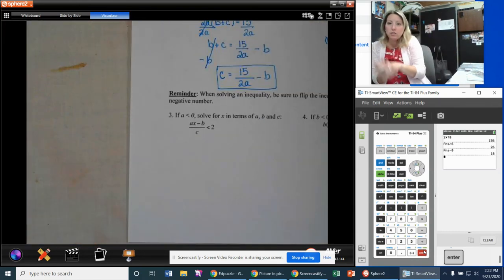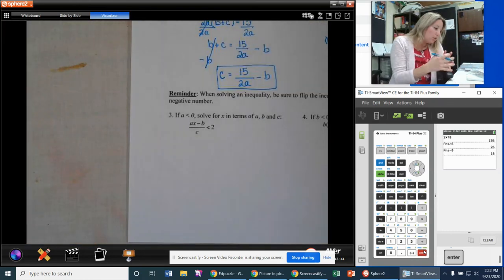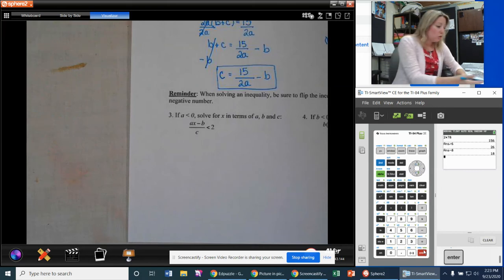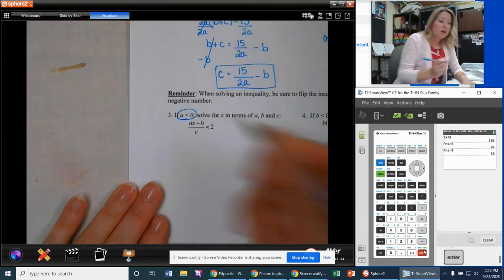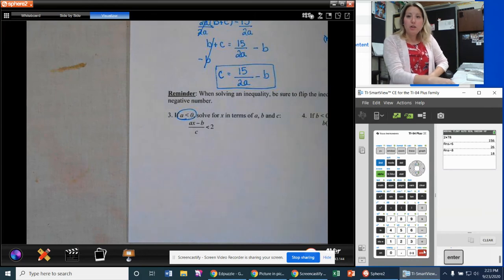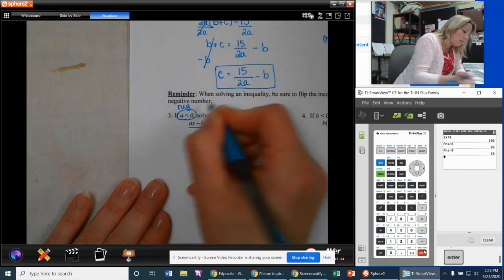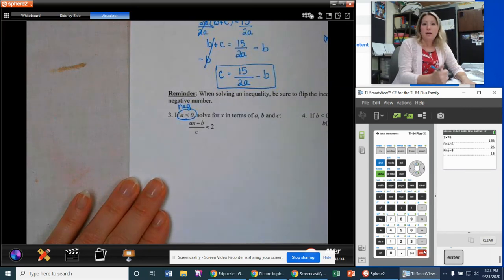Inequalities. We haven't seen an inequality example yet. The only thing you have to worry about with these that's different is if you know you're multiplying or dividing by a negative number, you have to flip your inequality sign. So if a problem tells you that one of your variables is smaller than 0, you know it's negative. Okay? I know that a is a negative number going into this.